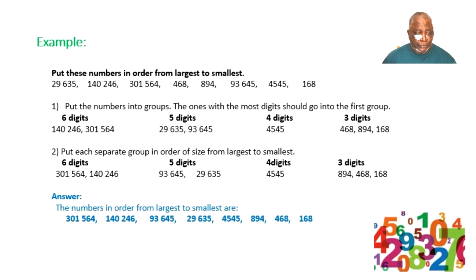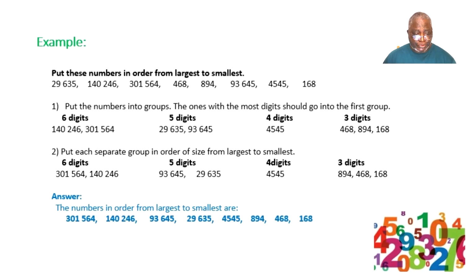Let's look at this example. Put these numbers in order from largest to smallest. 29,635, 140,246, 301,564, 468, 894, 93,645, 4,545, and 168. You can see that the range between the numbers is wide, but you have to take all of them into account because you're putting all of them in their correct order.